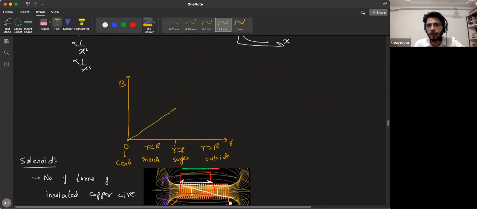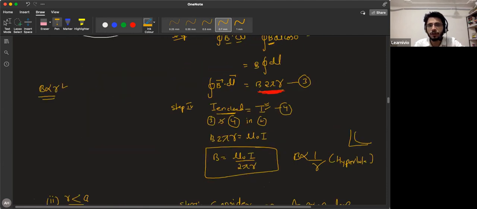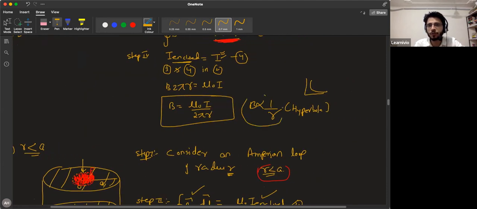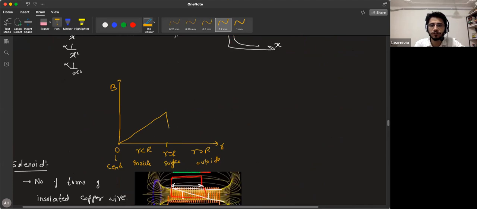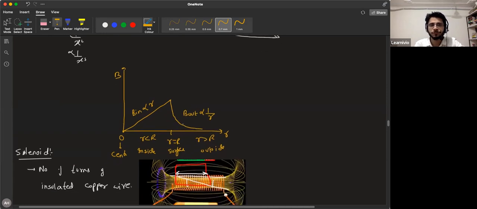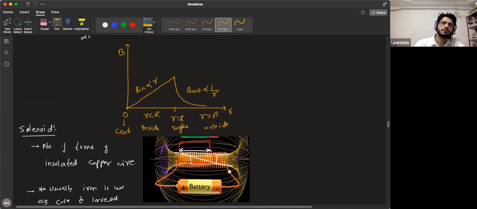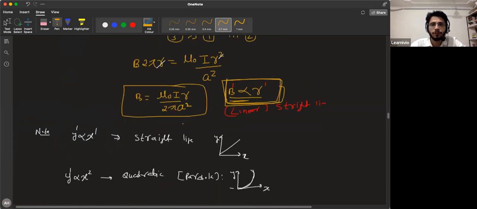When you go outside, after the surface, that's the outside region. Outside, your magnetic field varies as 1 by R. So Nabil Khan, what will be the shape of the graph? Hyperbola. Great. So it goes straight, it increases, then it decreases. So B inside is directly proportional to R. B outside is inversely proportional to R. So these are the shapes of the graph. Do it. Okay, right from here.